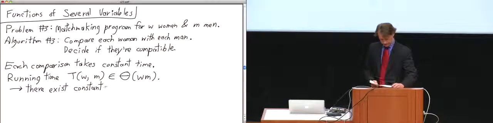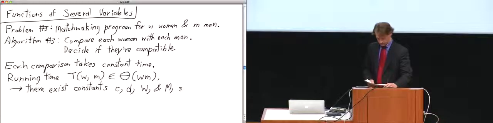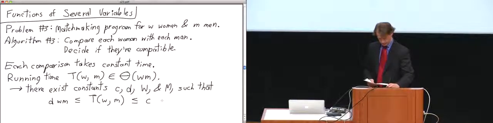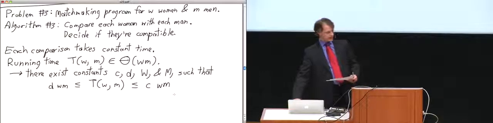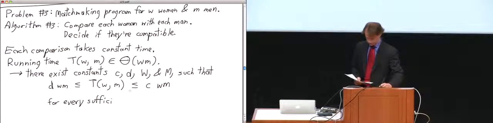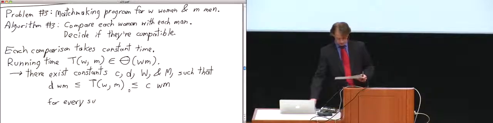There exists a bunch of constants, C and D and capital W and capital M, such that the following inequalities hold. D times W times M is less than or equal to the running time, which is less than or equal to C times WM. And that is true for every sufficiently large W and M.